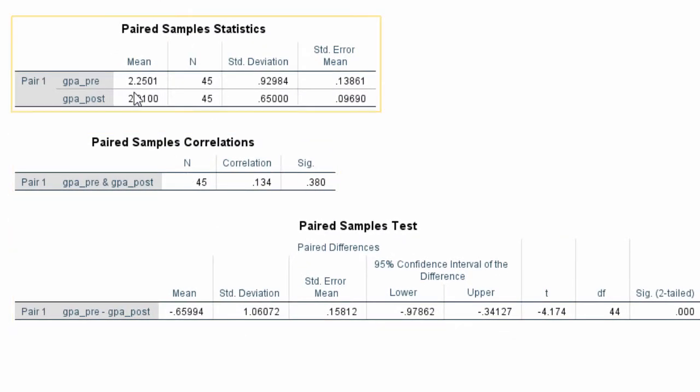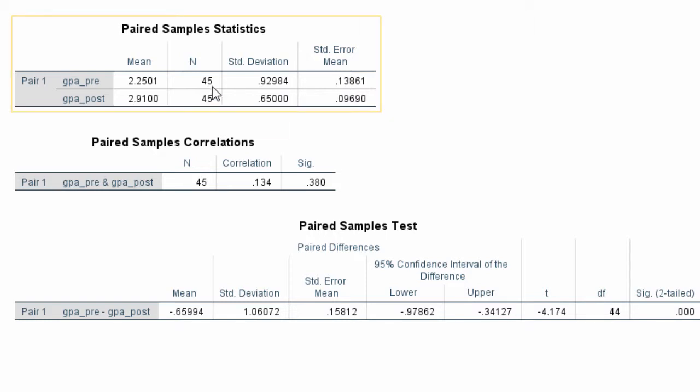Now you can see that GPA on average was 2.25 pre-goal setting training, and then it increased numerically to 2.91 post-training. And so there's a numerical increase from time 1 to time 2, which is suggestive that the goal-setting program may work. It may help people improve their academic performance. But we have to test this difference statistically. At this stage, it's only a numerical difference.